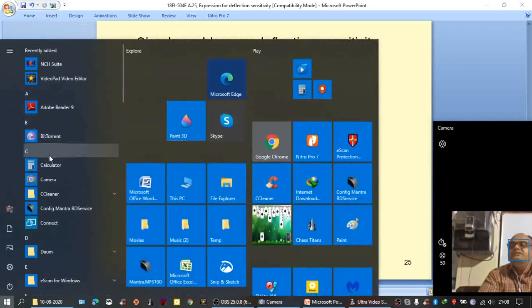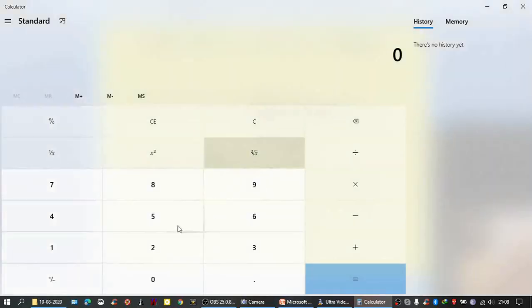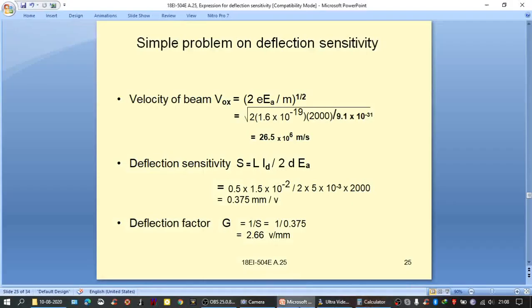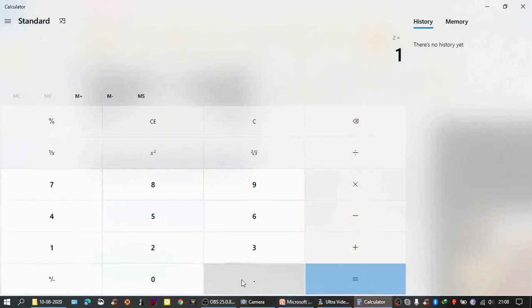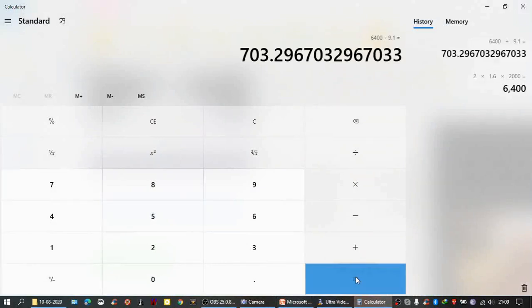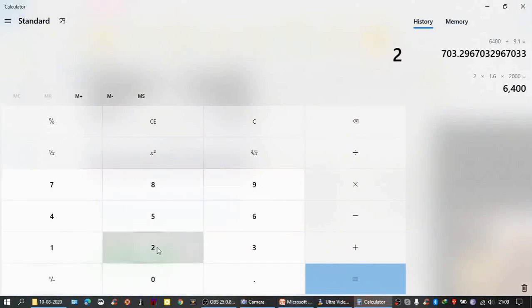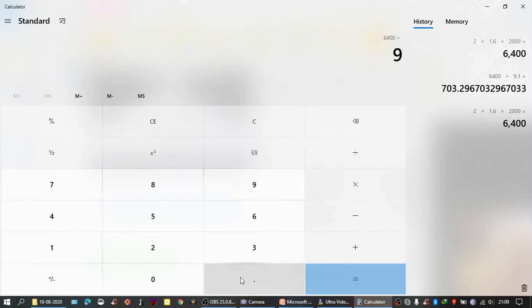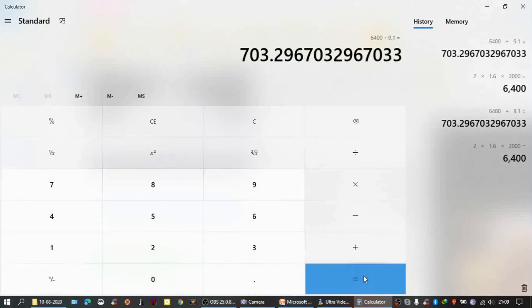Now you can see 2 into 1.6 into 2000 by 9.1. Let us try to calculate this. 2 into 1.6 into 2000 divided by 9.1 is equal to 703.29.